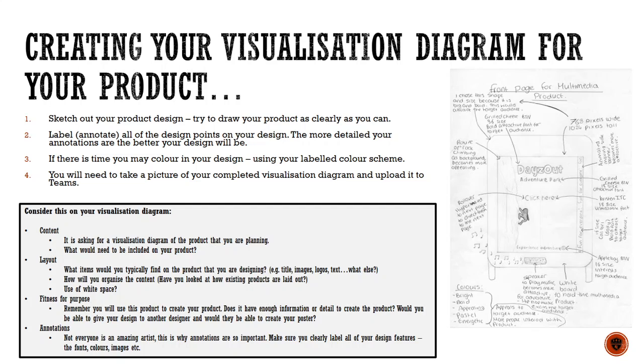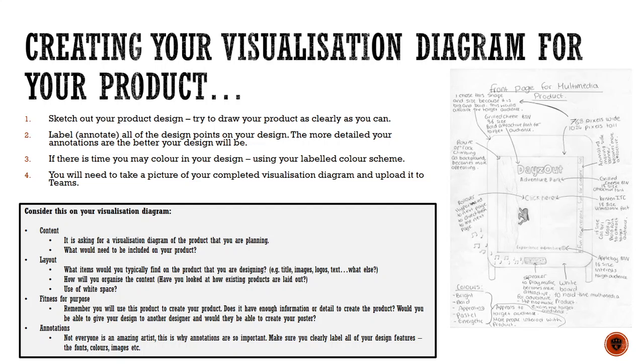Once you've got your drawing sketched out and it's clear, you're then going to label, annotate all of the design points on your design. The more detailed the annotations are, the better your design will be. Okay, if there's time, you may colour in your design. But just remember, colours aren't essential. The annotations are more important. So prioritize the sketch and the annotations before colouring in your product.